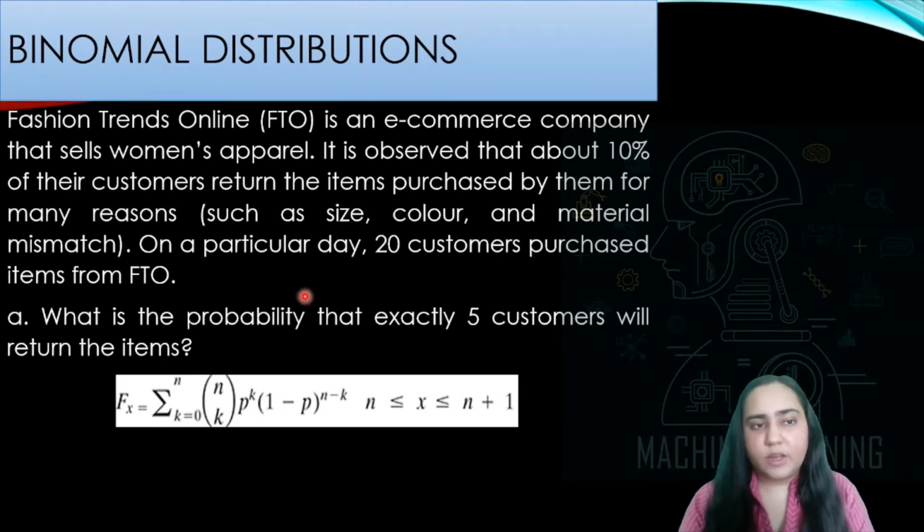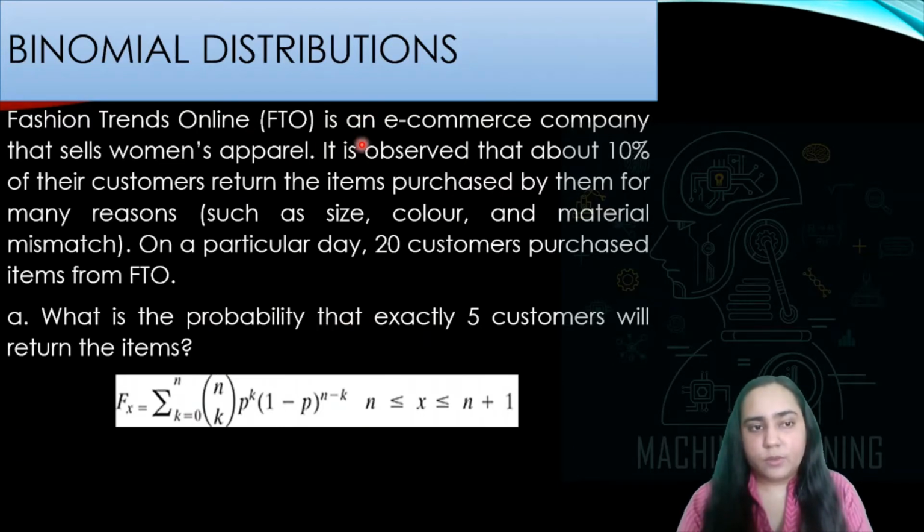There is an e-commerce company called Fashion Trends Online, or FTO, and it sells women's apparel. It is observed that about 10% of their customers return the items that are purchased by them. The reason for return can be size, color, material, anything. It's not up to the mark. It's not what they wanted. On any particular day, 20 customers have purchased items from FTO, and you need to calculate the probability that exactly 5 customers will return these items.